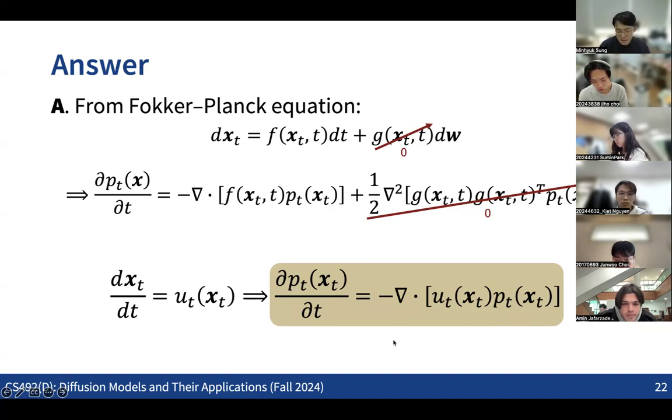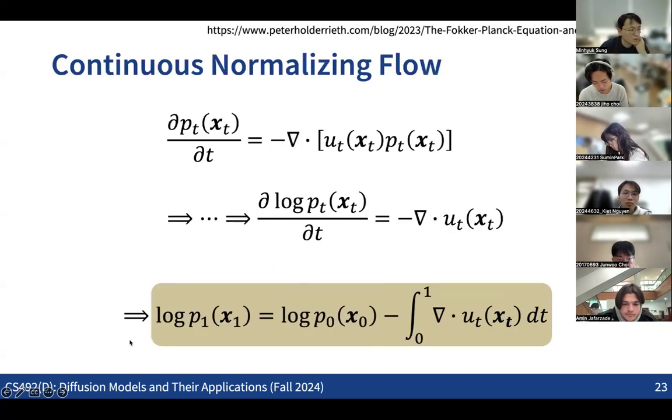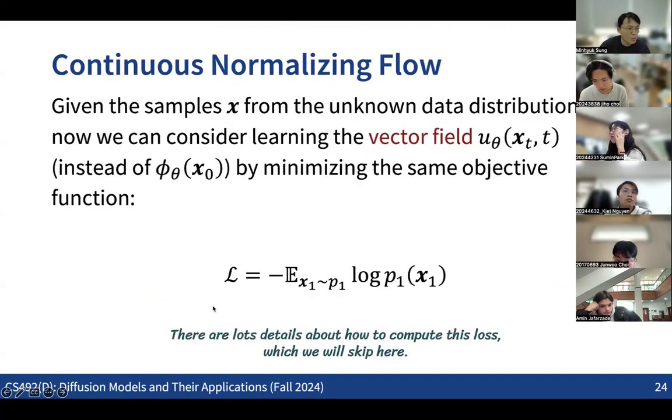So given this, after some long derivation, we can also compute the log of the probability of each sample of x1 here by solving another ODE like this. So we can not only sample the x1 here, we can also compute the probability for each sample of x1 here. Based on this, instead of finding a mapping function, the flow map from p0 to p1, we can now consider learning a vector field which also maps p0 to p1.